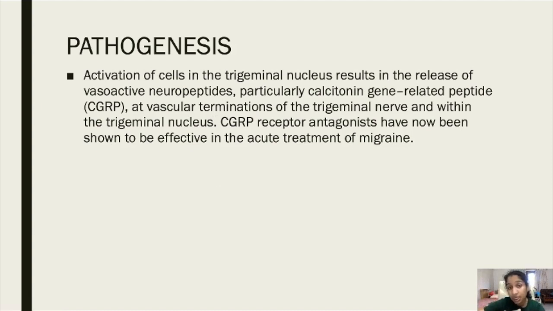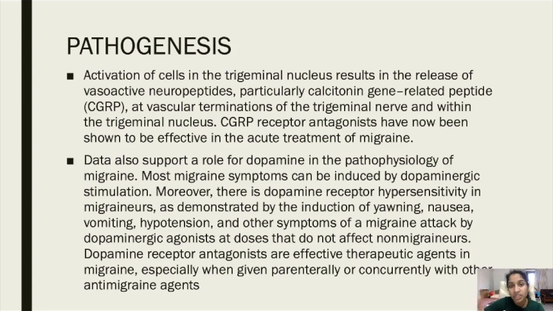The next hypothesis is about the dopamine receptors. These migraine patients will be hypersensitive to these dopamine receptors, so that will trigger migraine. And if we give an antagonist of this dopamine, then it will reduce the migraine. A dopamine receptor antagonist is an effective therapeutic agent for this migraine.